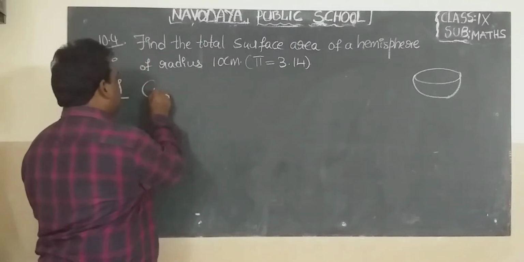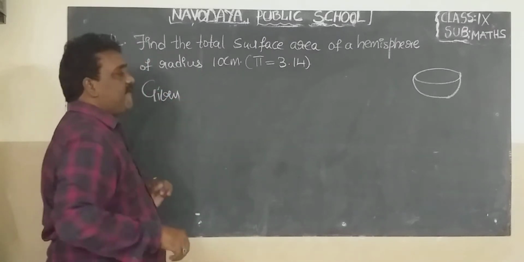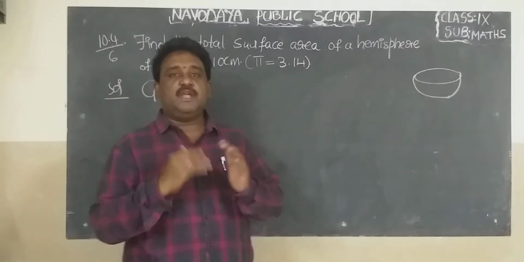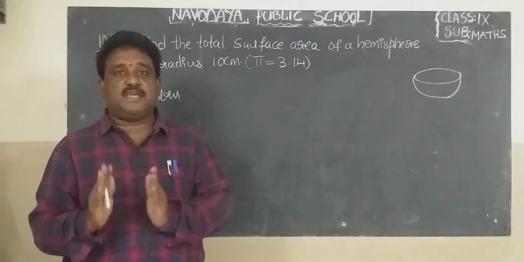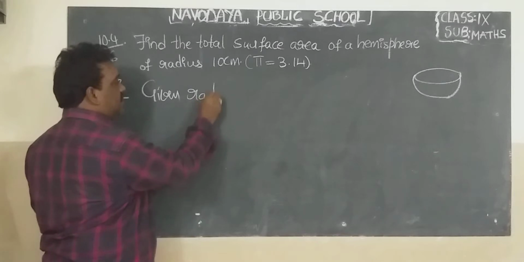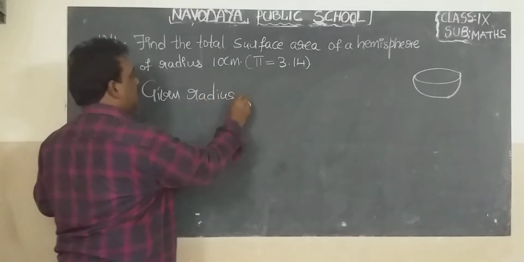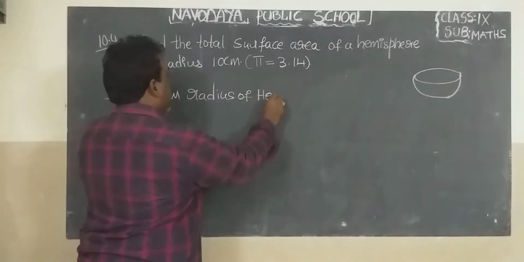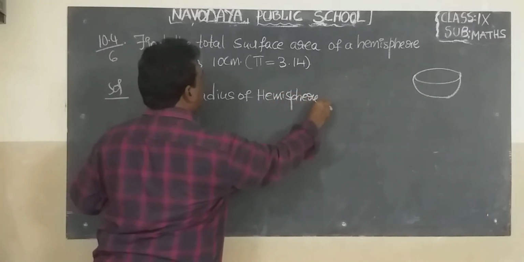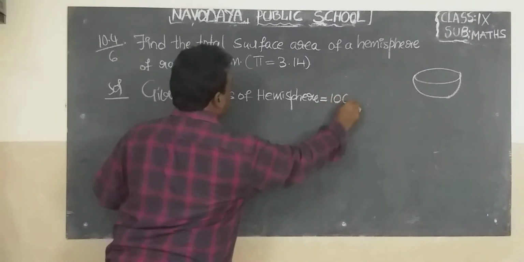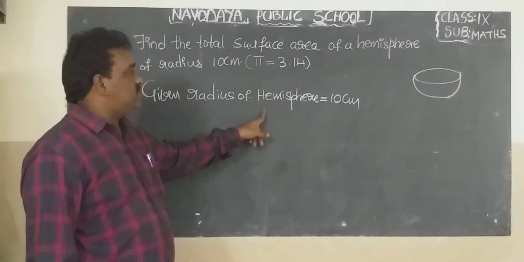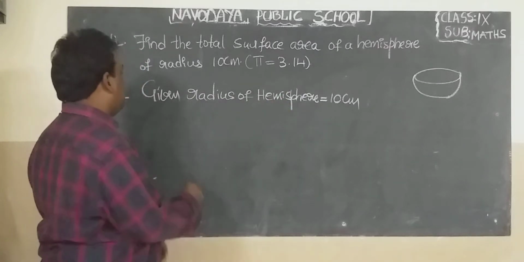So what is given? The radius of the hemisphere is given. We need to find the total surface area of the hemisphere. Given: radius of hemisphere equal to 10 centimeters.